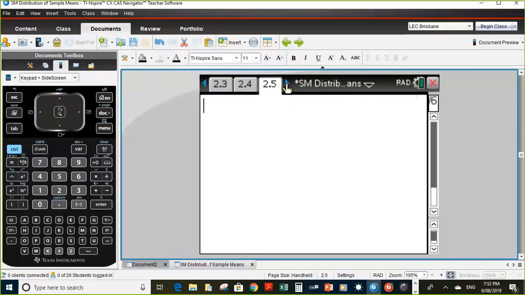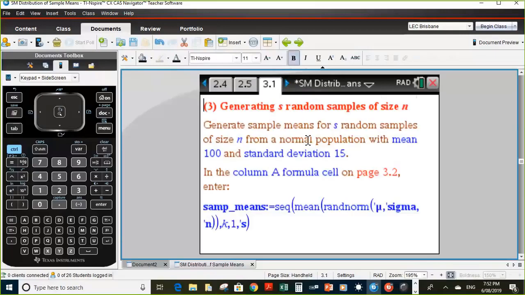This one, there's not much going on here. It's a bit of a cricket's page, but actually there's a program hiding behind it. It's the reset program again. So cutting to the chase now, this is where we want to generate sample means for S random samples of size n, from a normal population, again with a mean of 100 and a standard deviation of 15.